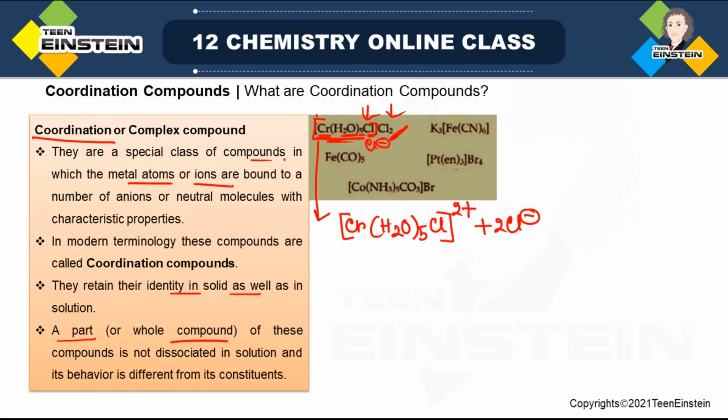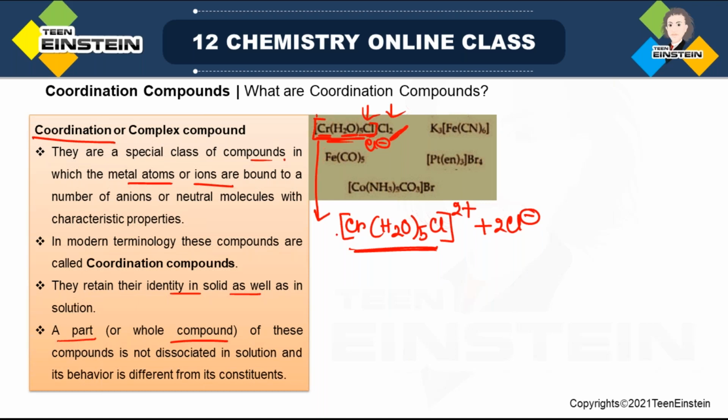But the total moiety present inside the third bracket is basically known as the coordination sphere. Later we will discuss all these important terms. Right now I'm just using third bracket, not coordination sphere. So the moiety present within the third bracket will not dissociate further.